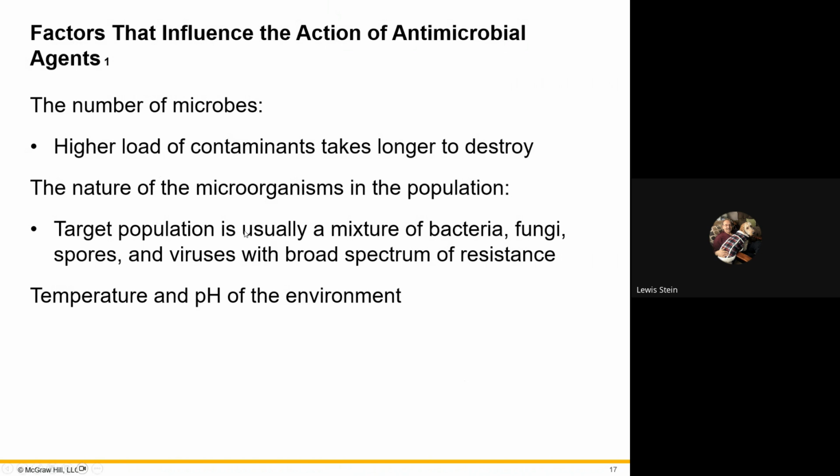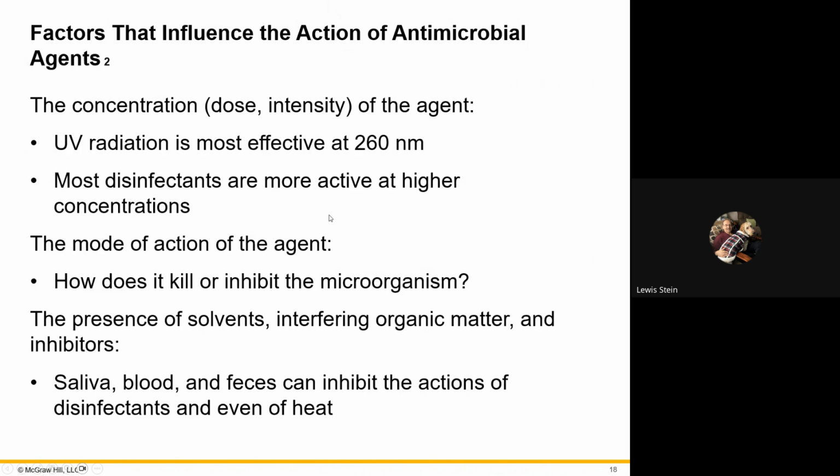You're going to have to assume it's a mixed bag and there's going to be endospores in it. And yes, you do have to take into account the environment that you're working in. Okay. So it all changes. Factors that influence disinfectants: most are more active at higher concentrations. I wouldn't worry about the ultraviolet light thing.